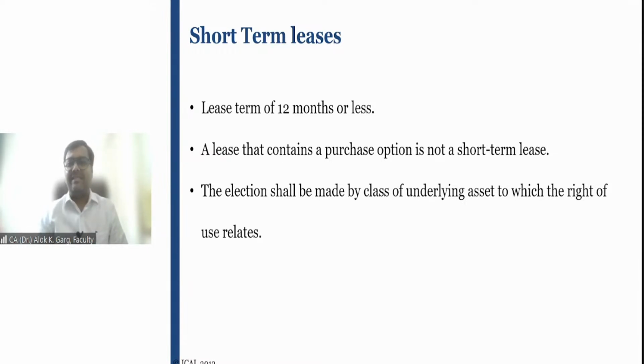If you want to avail this exemption, you have to avail it on an entire class of asset, not only a single or a few assets in that class. Let's say the lessee has 5 cars and 2 cars have a lease term of more than 12 months, but 3 cars have a lease term of less than 12 months. First of all, for the more than 12 months cars, you cannot apply this exemption because it is not a short-term lease. For the 3 cars, it is a short-term lease. So if you want to avail the exemption on these 3 cars, you have to avail it on all 3 cars. You cannot say that on 1 car I'll not avail, on 2 cars I'll avail. You cannot say that, right? Is that clear?